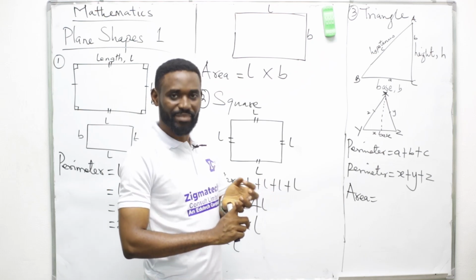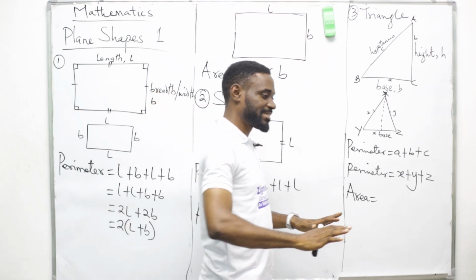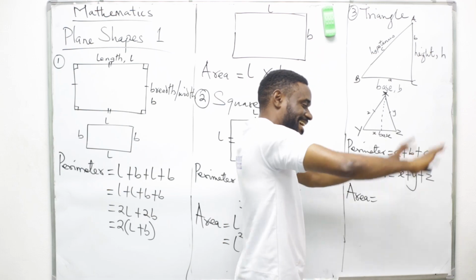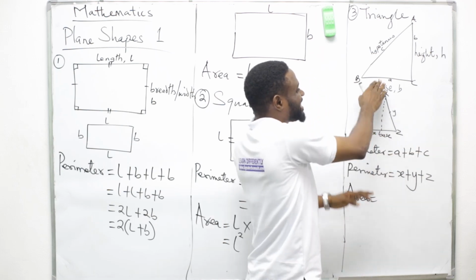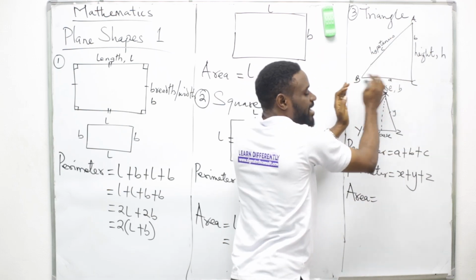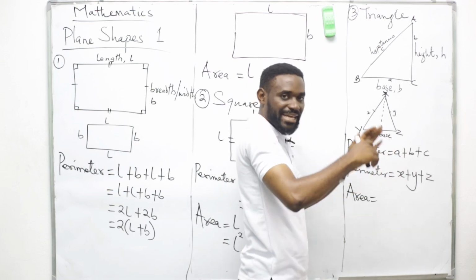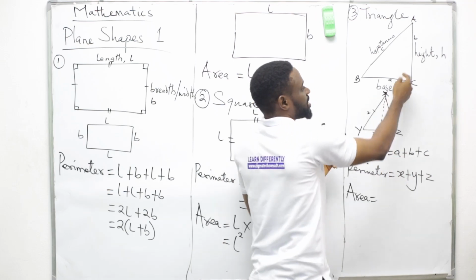Almost all triangles have a base. The base is the side of the triangle that the entire triangle sits on. Like this, this angle is sitting here. Okay? So that is the base of the triangle. So this is the base.